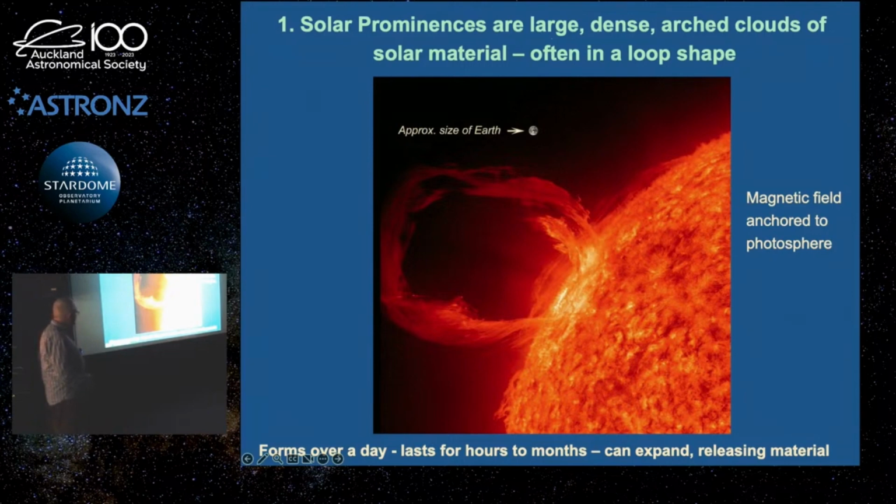And they can expand right out and lose control of their plasma and become a coronal mass ejection, which we'll talk about, which refers to a large cloud. They can also expel a large cloud of material towards us as well. But look, there's the size of the Earth compared to that. Wow.